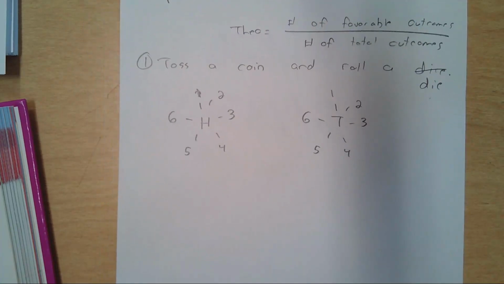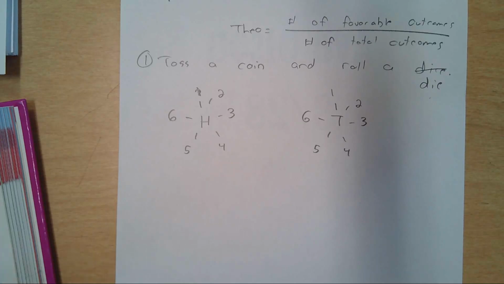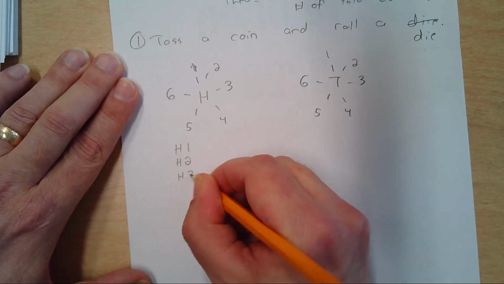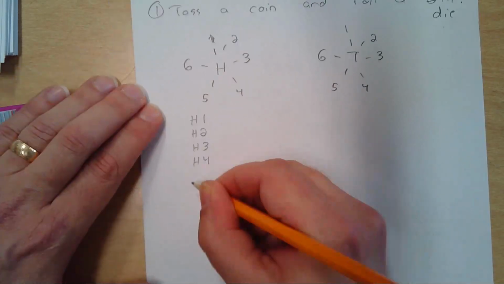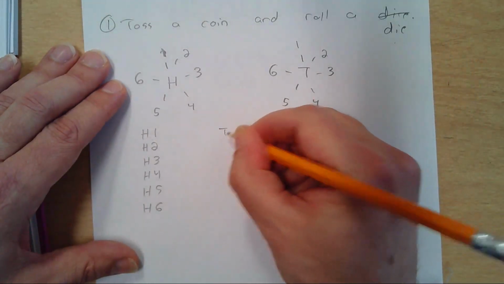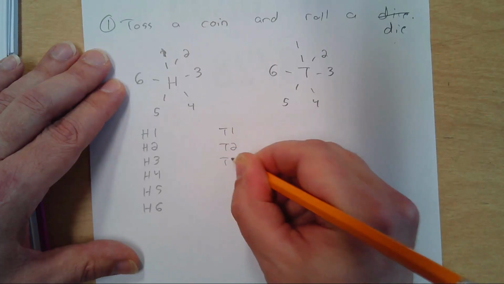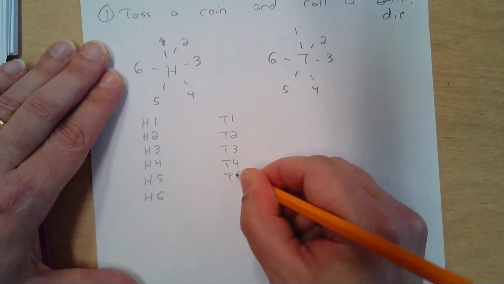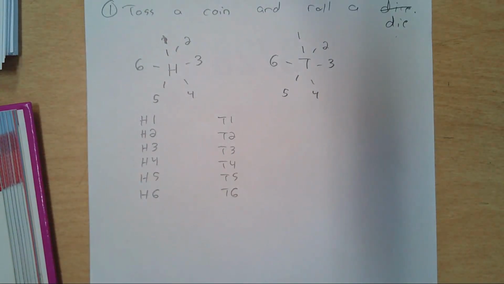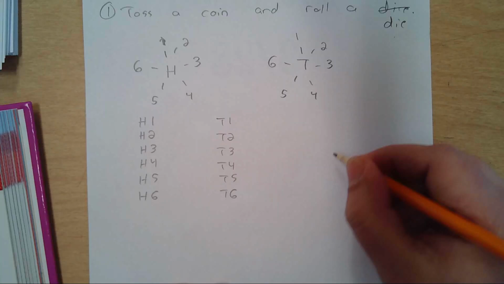If I wrote down in table form all the different outcomes that are available to me, I could get a heads and a 1, a heads and a 2, a heads and a 3, a heads and a 4, a heads 5, a heads 6, or I could get a tails and then a 1, tails 2, tails 3, tails 4, tails 5, or a tails 6. Those are all the things that could happen when I flip a coin and roll a die. How many different outcomes are there available to me? There are 12 things that could happen.